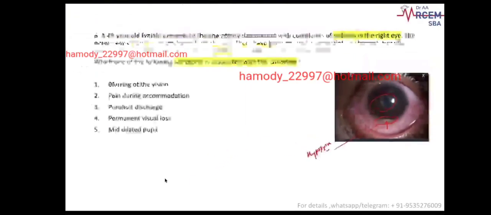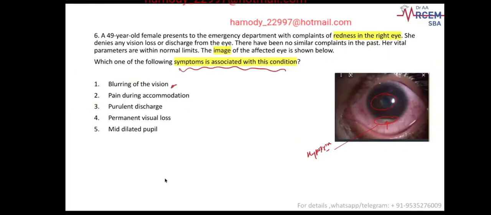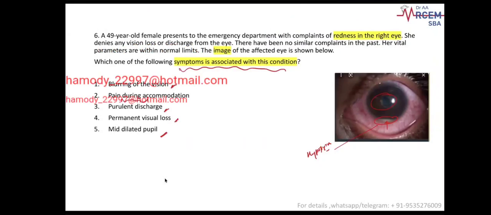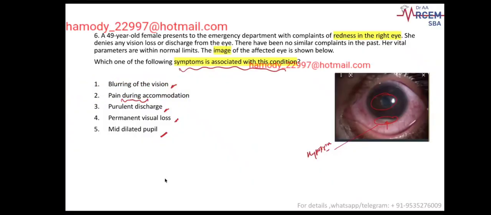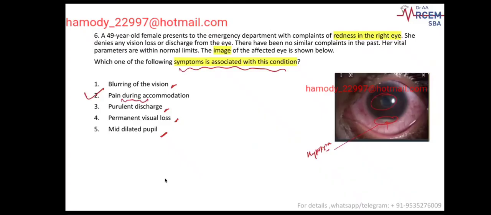Which symptom is associated with this condition they are asking? Blurring of the vision, loss of visual acuity? No. Purulent discharge? No. Permanent vision loss? No. Mid-dilated pupil is seen in acute angle closure glaucoma. Pain during accommodation, it causes constriction of the pupil. This is a symptom you will be seeing in anterior uveitis. So the diagnosis here is anterior uveitis.